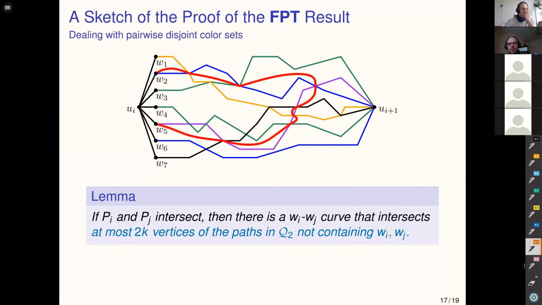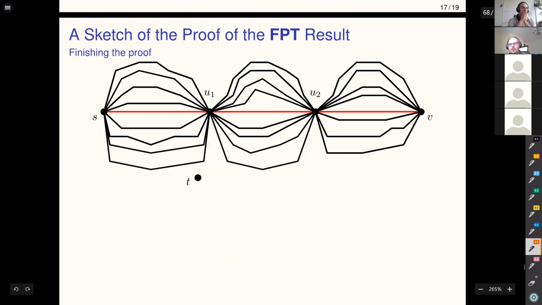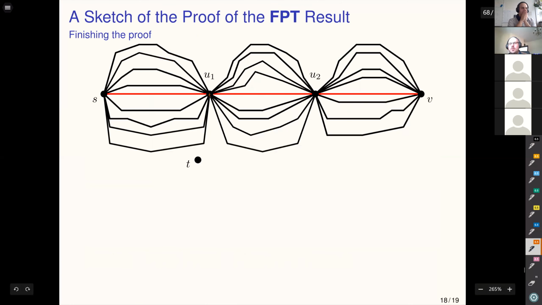And the second thing we were able to show is that if two paths intersect, then we can find a curve that intersects at most 2k vertices: k vertices from this vertex to the intersection and k vertices on the way back. And combining this, between any pair of consecutive vertices in U, we were able to find a large number of paths that are pairwise disjoint, that pairwise do not intersect. And this helped us to argue that if we look at these disjoint paths between each consecutive pair, and we look at the position of t, we are able to find a path that in each part is very far from t.